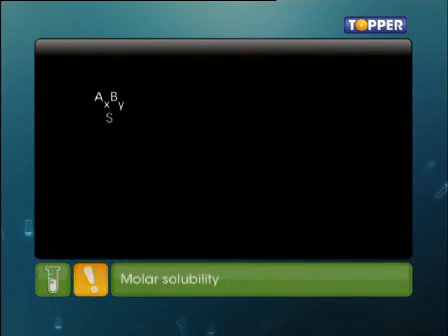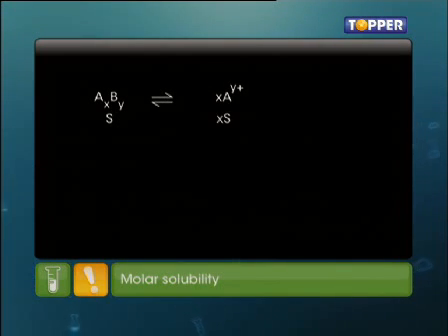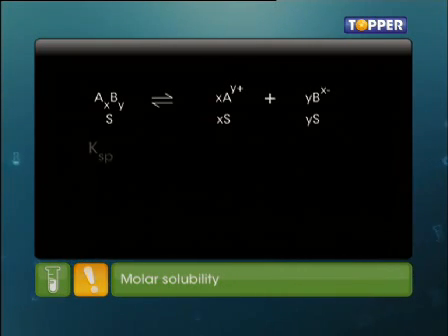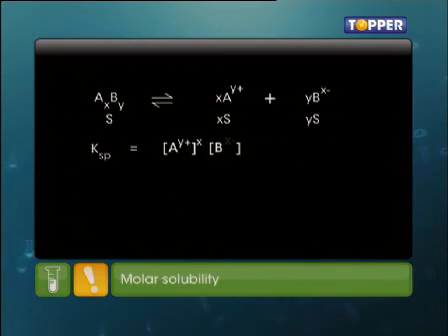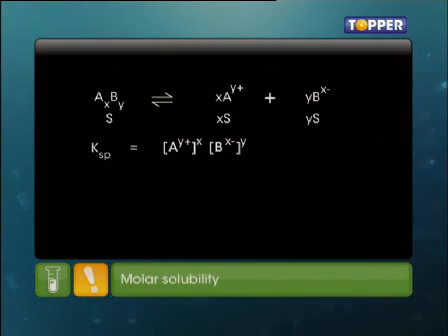Consider a salt AxBy having solubility S. AxBy will dissociate to give x moles of A^y+ ions and y moles of B^x- ions. Here, A^y+ and B^x- denote the positive and negative ions respectively, and x and y represent the number of these ions in the formula of the salt.